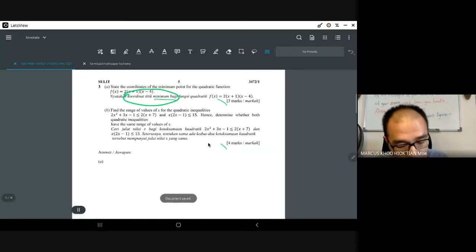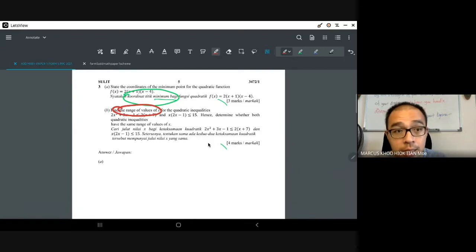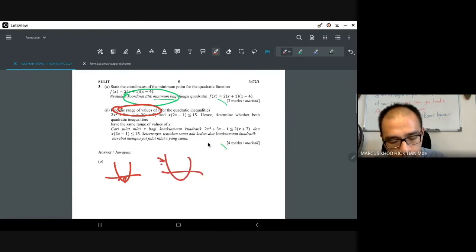Alright, find the range of values. Find the range of values always means usually lah, usually means yang kamu kena buat ini, yang lorik ini bahkan, if you remember. So let's take a look at the question now.